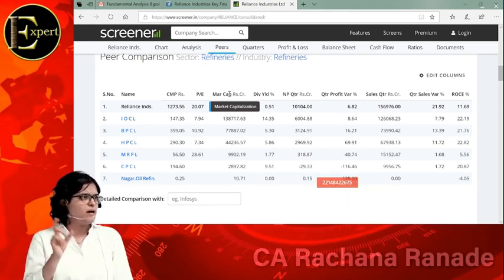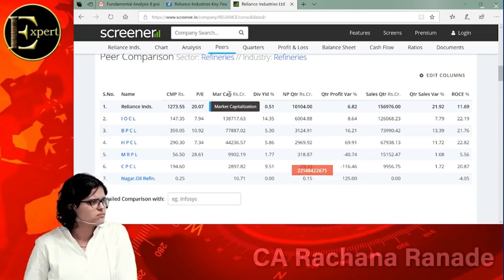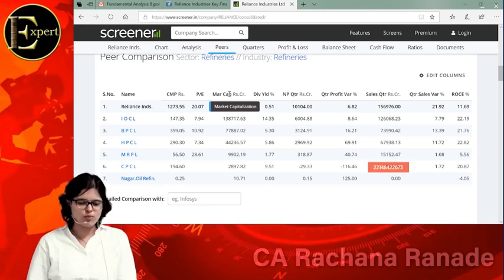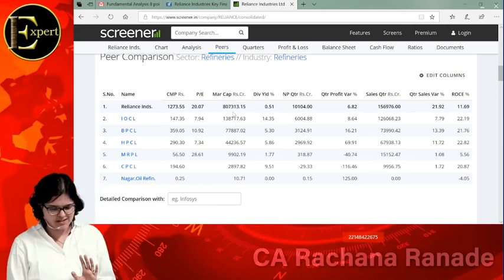Number of shares of the company multiplied by market price per share. Simple. How much is that company valued in the market? Exactly. So this is just a time-pass way to understand this.